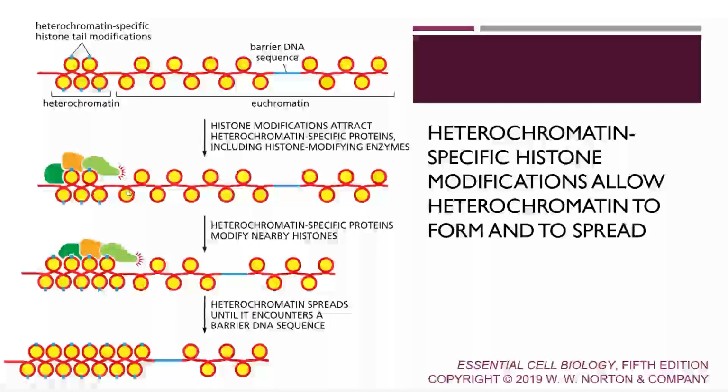And then the histone modifications will attract more proteins to modify the histones that are next to them. So effectively pushing another domino and another domino. And so they modify the ones next to them and spread all the way until they come to a barrier DNA sequence that tells it you can proceed no further.